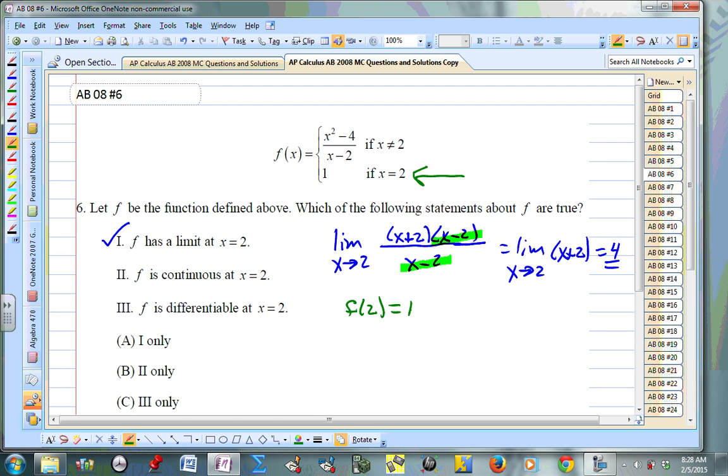And the third condition is that f of 2 must equal the limit of f as x approaches 2. In other words, does this function value equal this limit value? And the answer is no. So the second statement is false. This function is not continuous at x equals 2.